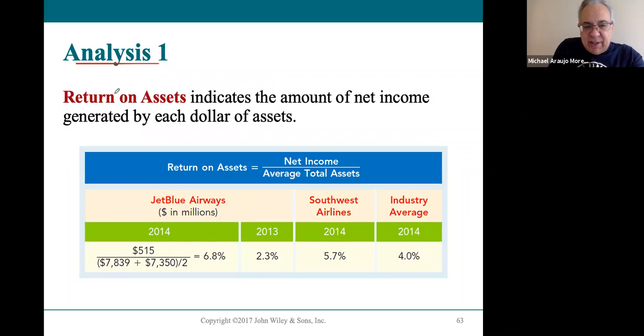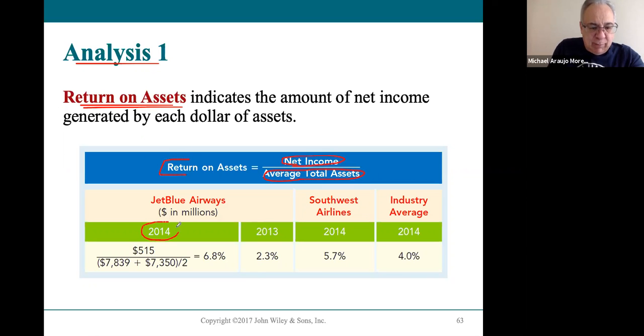Two pieces of analysis we're going to look at here. Return on assets is very important. And what do we mean by a return on assets? Well, if you look at your total assets, they should be generating a profit. So we simply look at net profit over average total assets. That gives us our return on assets.